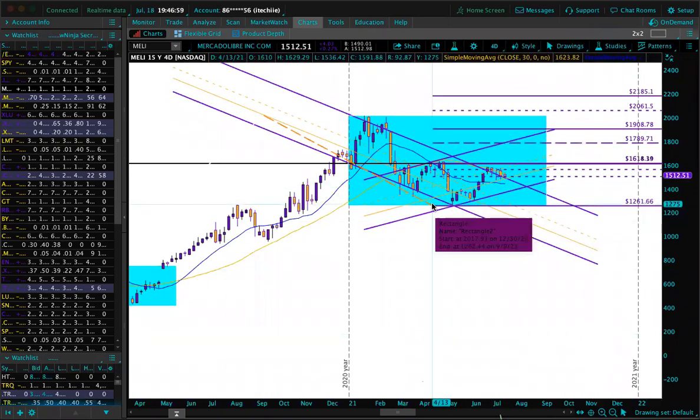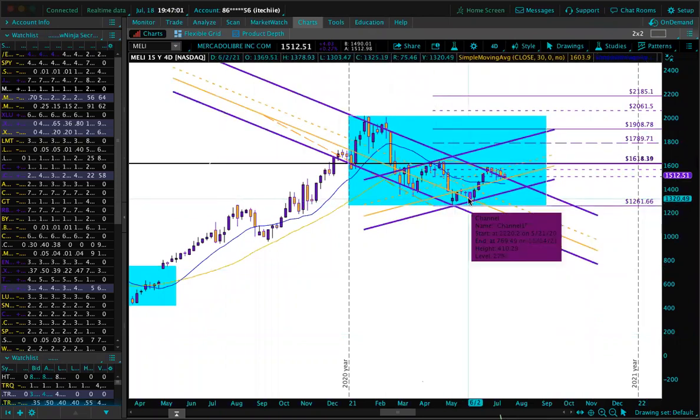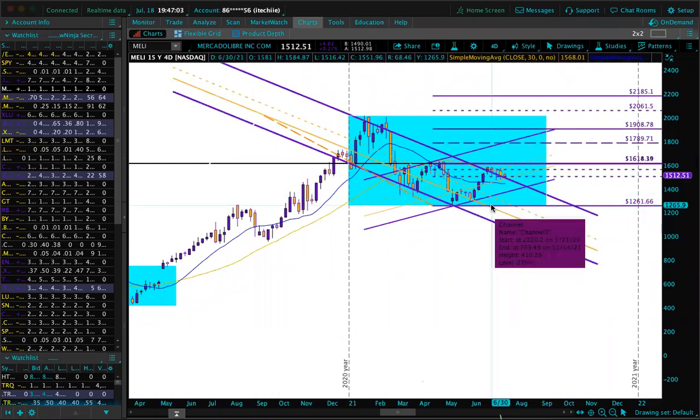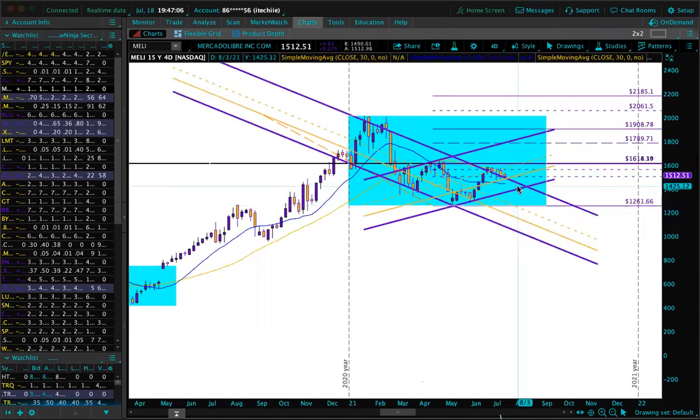Then we have this somewhat of a bear flag, if you want to draw it that way, using that channel, rising channel, coming down to this lower level, basically lands around that 14 SMA.